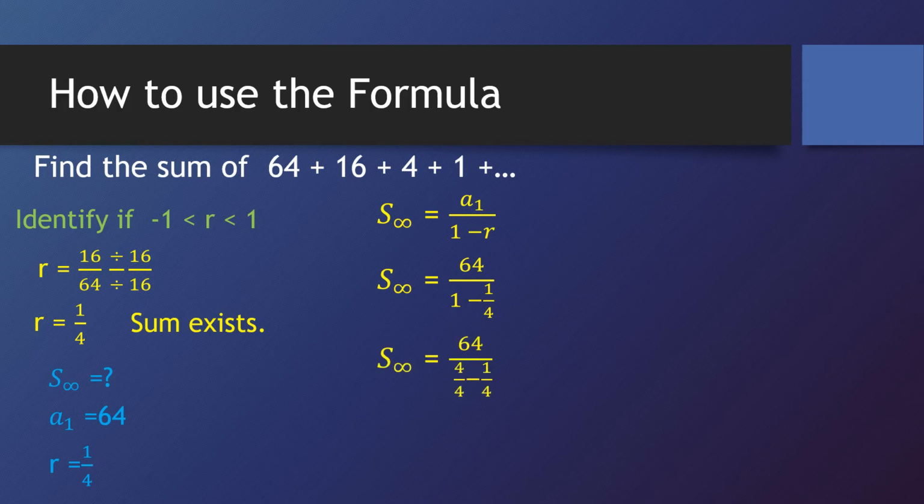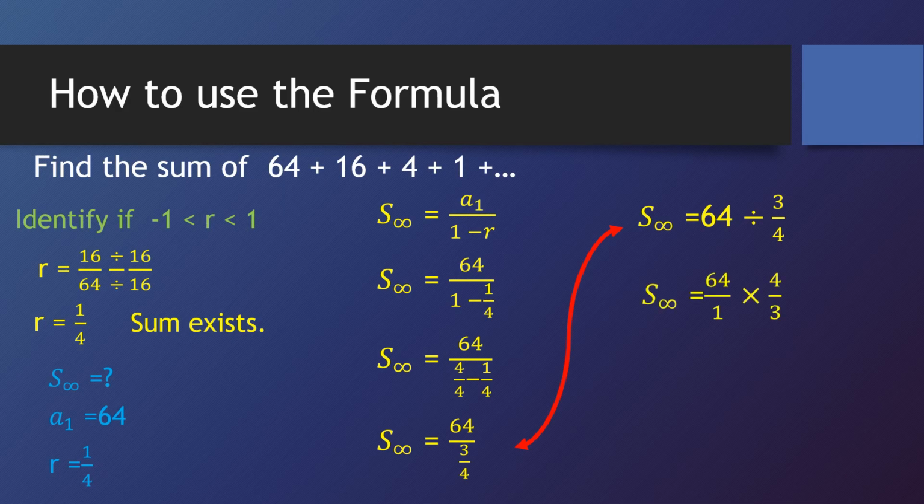Solving for this, you will have S sub infinity is equal to 64 all over 4 over 4 minus 1/4. We rename 1 as 4 over 4 so that it will become a fraction with the same denominator as 1/4. Subtracting 4 over 4 minus 1/4, you will have 3 over 4. So S sub infinity is equal to 64 divided by 3 over 4. To divide this, we get the reciprocal of the divisor, then proceed to multiplication. That's why we will now have S sub infinity is equal to 64 over 1 times 4 over 3.